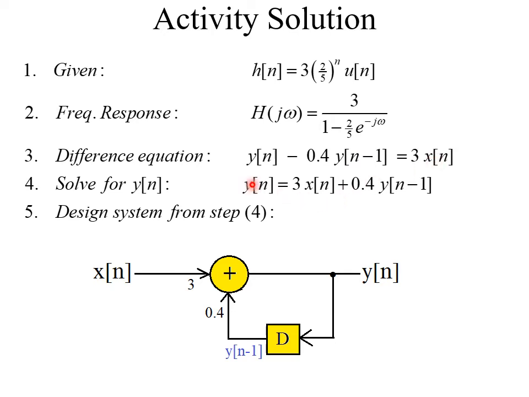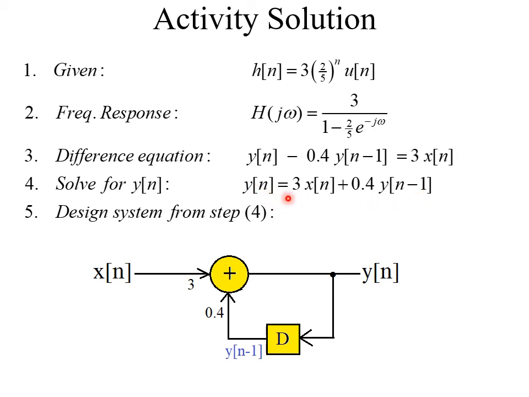The next step, move this term over on the right side. In other words, solve for y of n. So y of n is equal to 3x of n plus 0.4 times y of n minus 1. And now we can draw the block diagram for the system.